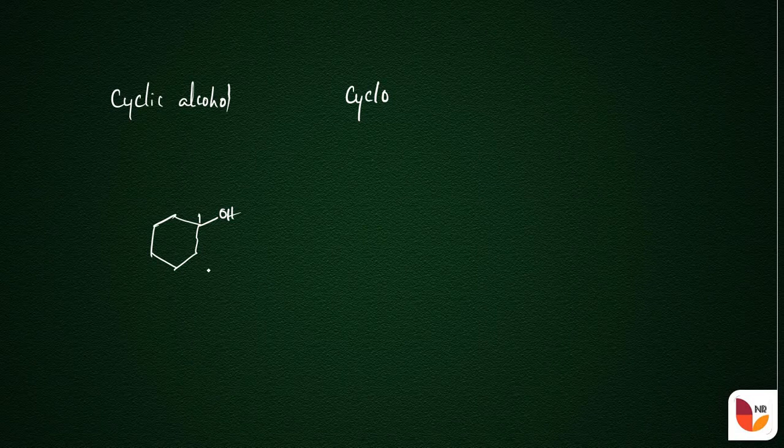The name of the molecule starts with the prefix cyclo, and it contains 6 carbon atoms, that is 2, 3, 4, 5, 6. Because of the presence of 6 carbon atoms, it is represented as hex, and the nature of the bond is an, and E is replaced by ol: cyclohexanol.